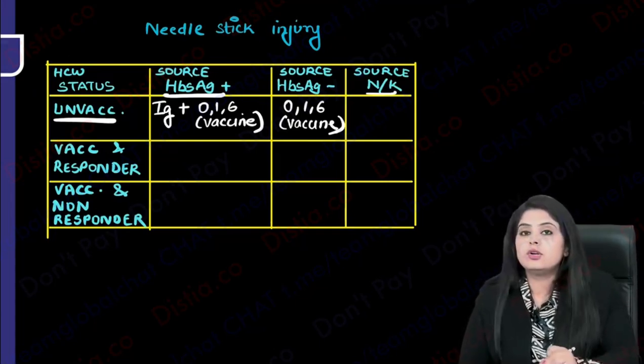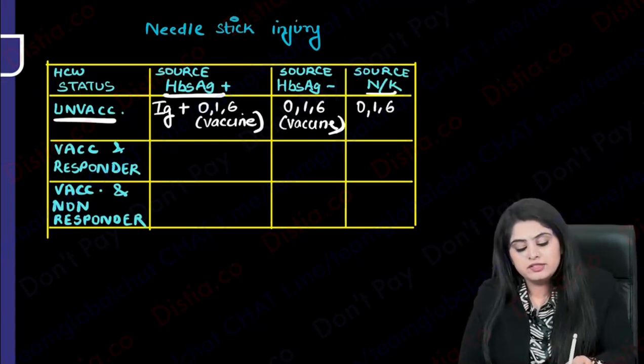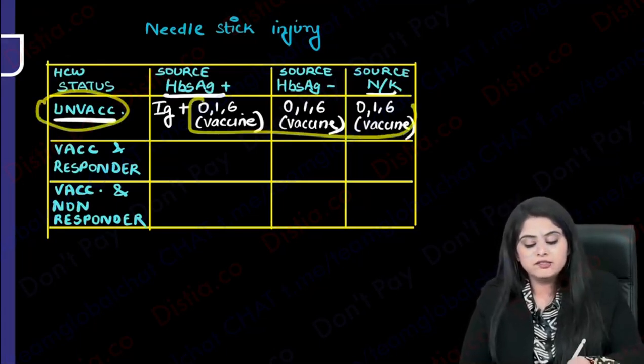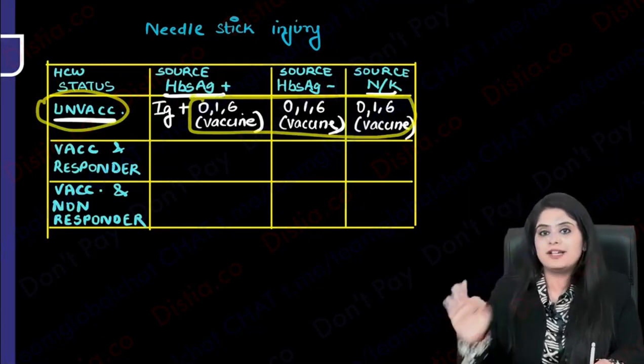Even if the source is not known, you still go in for 0-1-6 and that is you start with the vaccine. The basic concept is that this person is not vaccinated. So in all the cases, your primary concern is first to give him a vaccine.